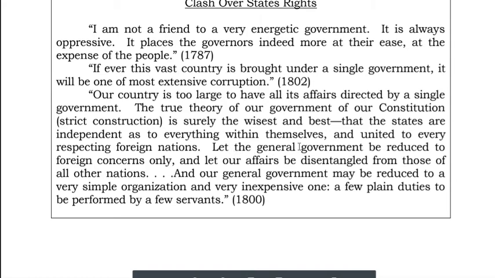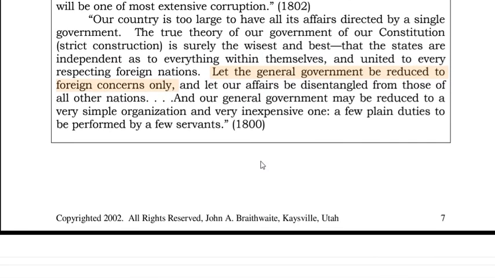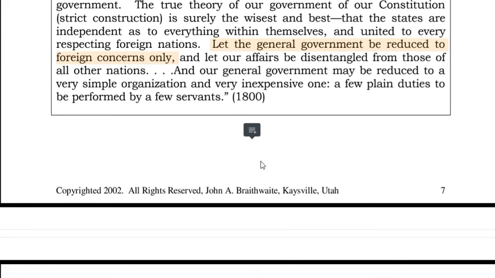Let the general government be reduced to foreign concerns only. We have a federal government because we need a federal government to talk to other governments. That's what he's saying. We don't have a federal government because we need to. The states can take care of their own stuff, leave the federal government. We don't need somebody telling us what to do. And let our affairs be disentangled from those of other nations. And as for our general government, may it be reduced to a very simple organization and a very inexpensive one. A few plain duties to be performed by a few servants.